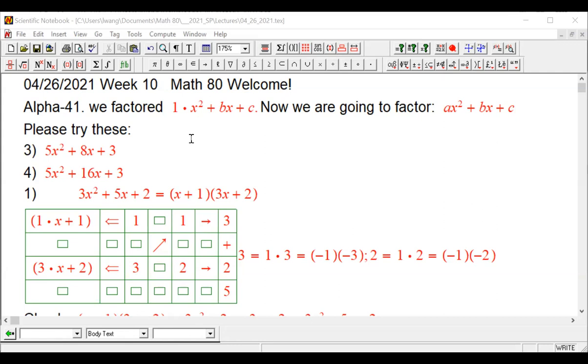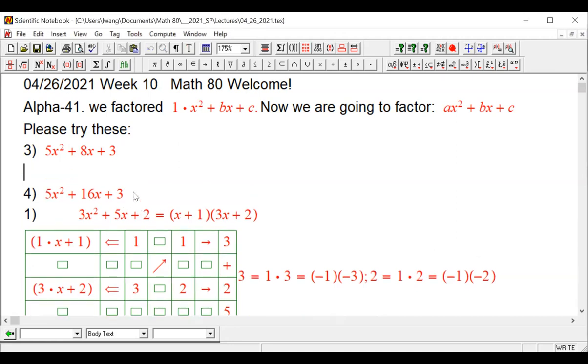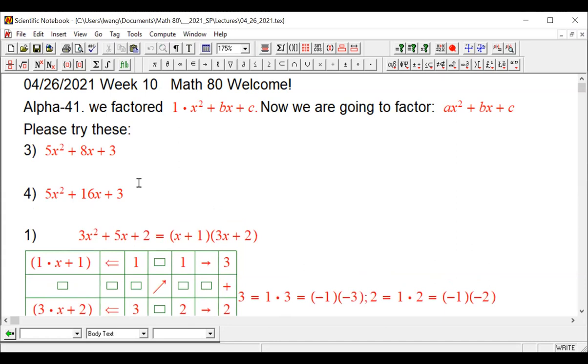Are you getting the hang of it? Take your time. We start slow. There's no rush, because once you get it and keep practicing on it, you'll get it.